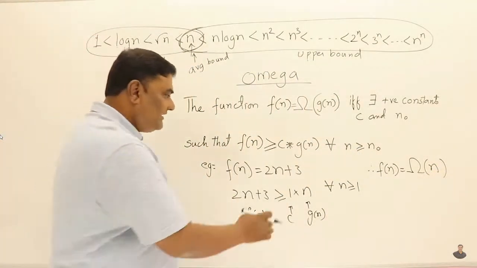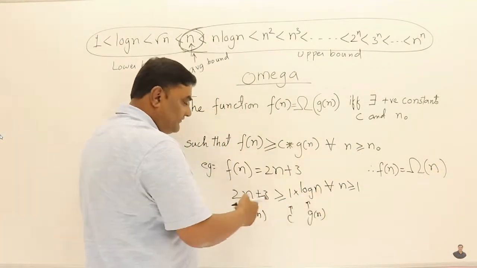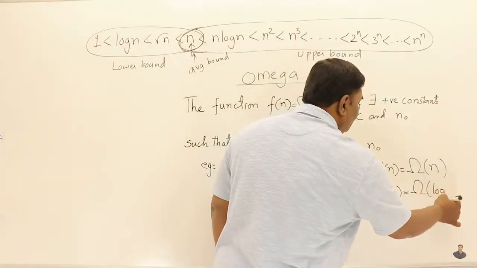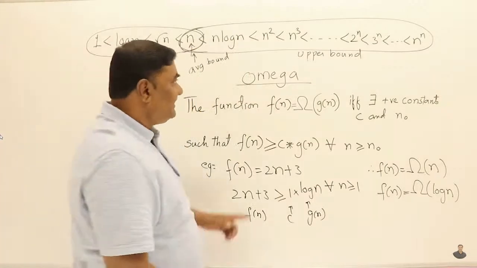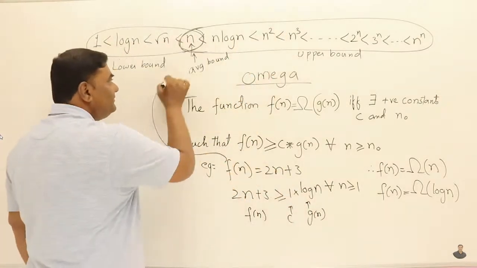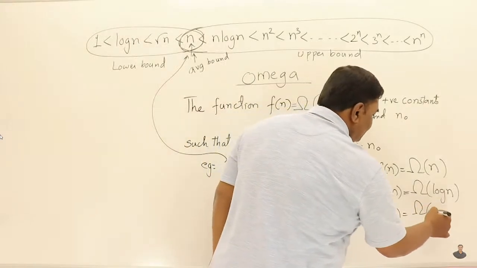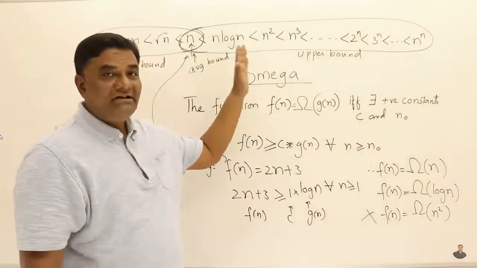This is true. Can I say log n here instead? Yes, this function is greater than log n also. So I can say f of n is omega of log n. This is also true. But I cannot use any value beyond this class. So I cannot say f of n is omega of n square. No, this will be wrong, because this is becoming an upper bound, not a lower bound.